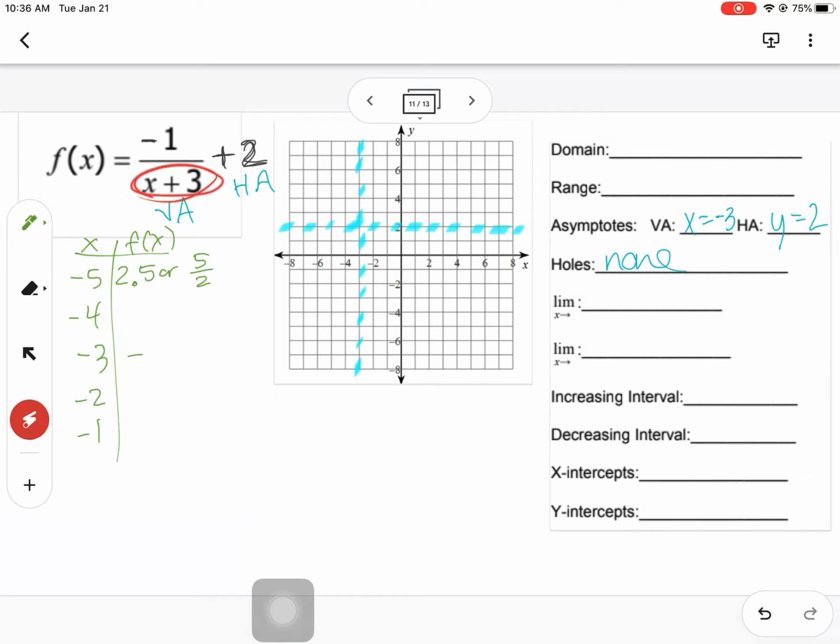When I plug in -4, -4 plus 3 is... sorry, -1. And -1 divided by -1 gives me a +1. So it's 1 plus 2, or 3. Plugging in -2, -2 plus 3 is 1. So -1 over +1, this stays a -1. -1 plus 2 gives me 1. And then lastly here, when I plug in -1, that gives me -1/2 for this entire first fraction. -1/2 plus 2 is 1.5, or again, you can write it as 3 over 2.